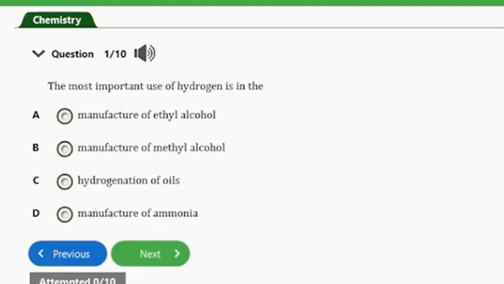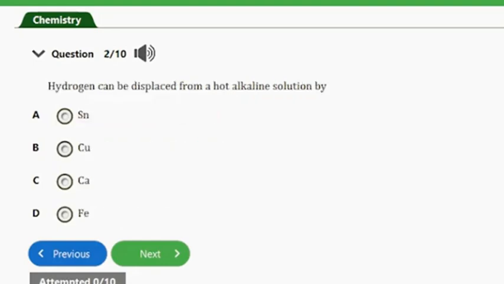It says, the most important use of hydrogen is in the A, manufacture of ethyl alcohol, B, manufacture of methyl alcohol, C, hydrogenation of oils, D, manufacture of ammonia. The answer to this question is option D, and that's manufacture of ammonia. Let's go ahead and consider the next question.